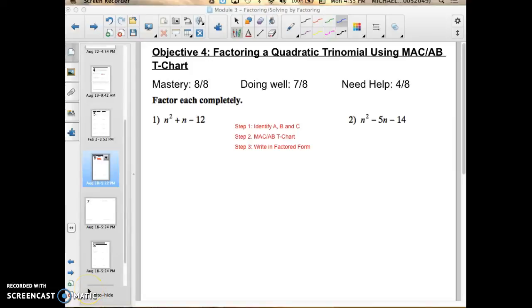Objective 4 in Part 1: factoring a quadratic trinomial using a strategy called the MACAB T-chart. I'm going to do number 1 exactly how I want y'all to do 2 through 10 on this sheet.